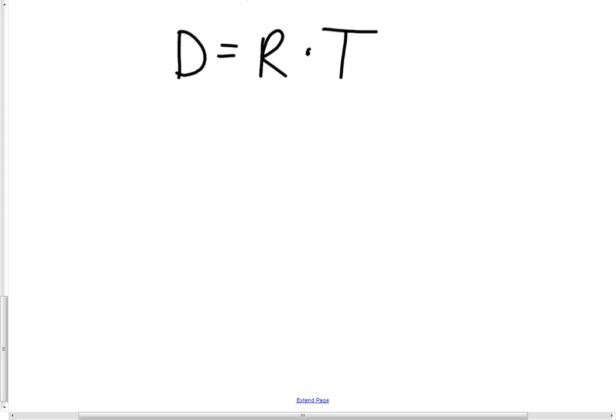Anybody know what D stands for? Distance. And how about R and T? Rate and time. Rate times time. You are going to come across problems where you have to figure out time or rate and not distance. Right now, you just have a formula for distance.